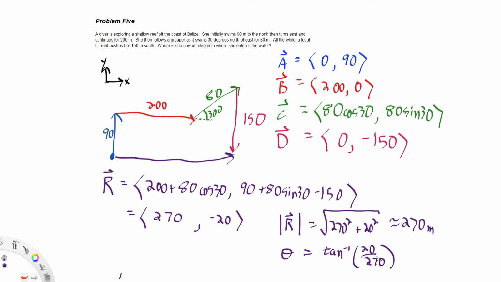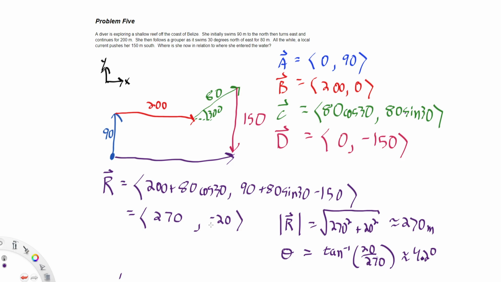When I'm doing tan inverse, by the way, I almost always just take the absolute value of the components, and then afterward I specify the angle relative to what to put the direction in. So, for example, for this case, 20 over 270 is about 0.07. Tangent inverse of that is about 4 degrees. So 4.2 degrees.